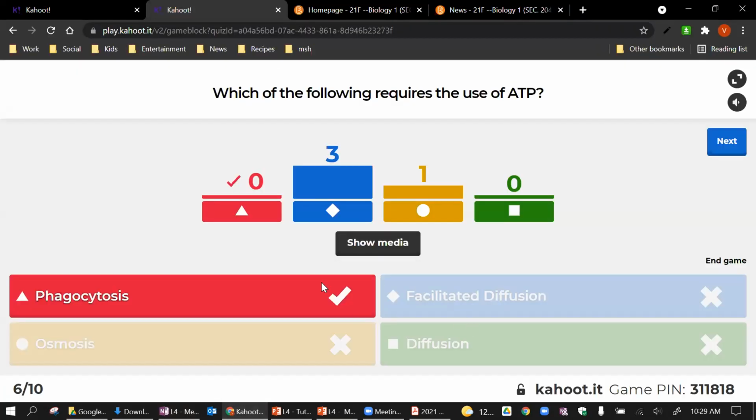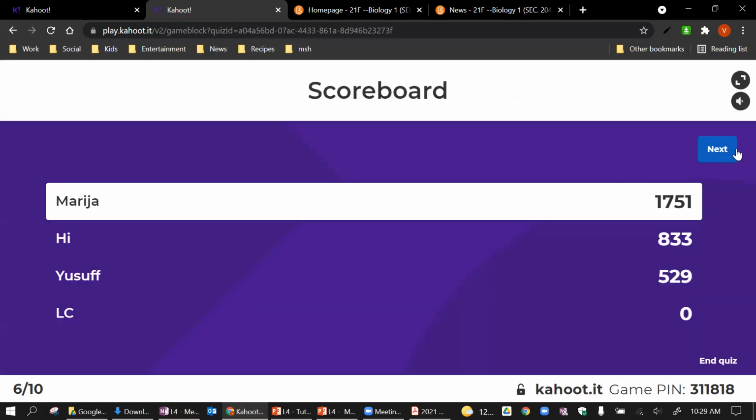Okay, so the correct answer is phagocytosis. Osmosis is just diffusion of water. It will happen on its own. All right.